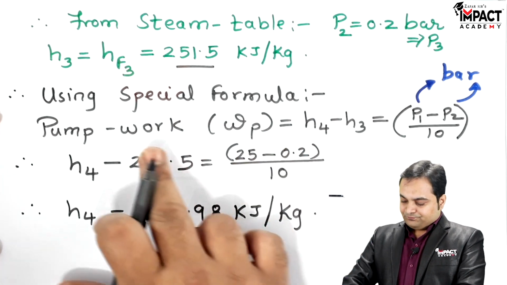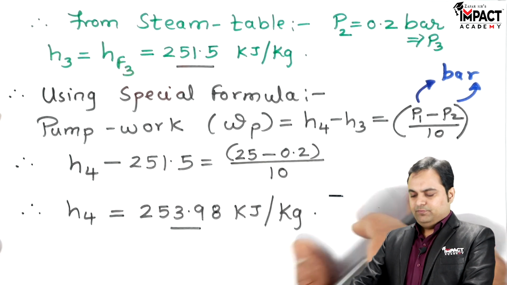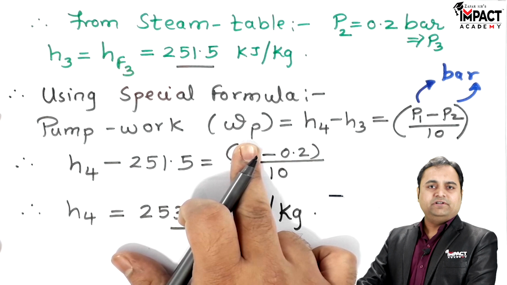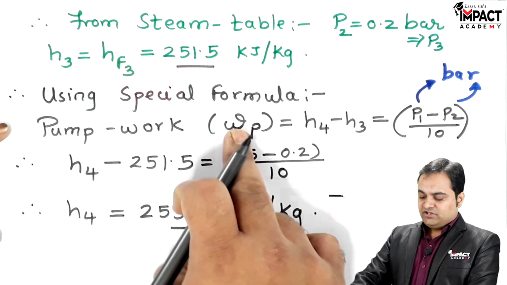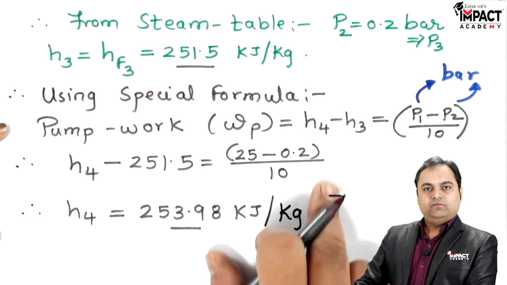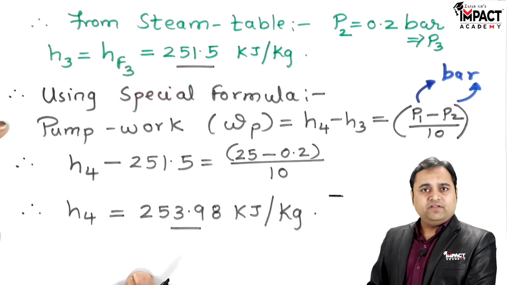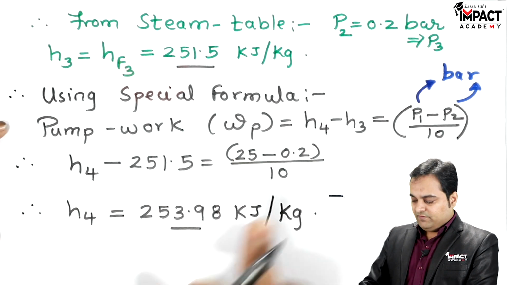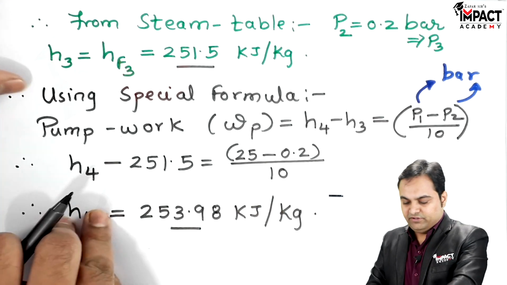And remember, when we are using this special formula, if in any problem the pump work is neglected or given as 0, then H4 will be equal to H3, because this is 0, so minus H3 comes on the other side. So H4 would be equal to H3 in that case where the pump work is 0. But since nothing is mentioned about the pump work here, we have used the special formula. Now after getting all the enthalpies, we can find whatever has been asked.